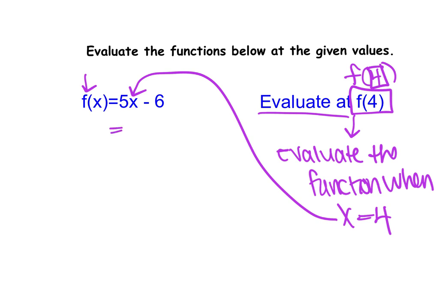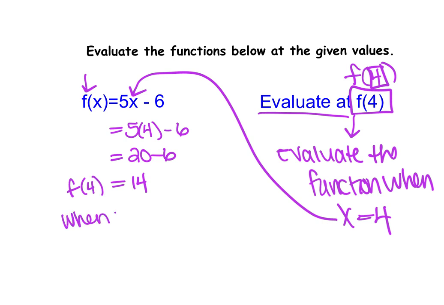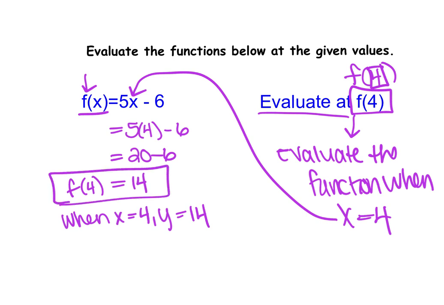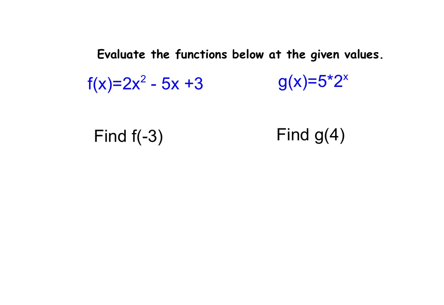Okay, so here we're going to take 5 times 4 minus 6. So 5 times 4 is 20, minus 6 is 14. And so what this notation is really saying is that when x equals 4, y equals 14, because remember, that f of x part is a fancy way of saying y. So that notation is really just asking us to put that x value into the equation and then to identify what that equation will equal for that x value. So let's take a look at a few more examples.